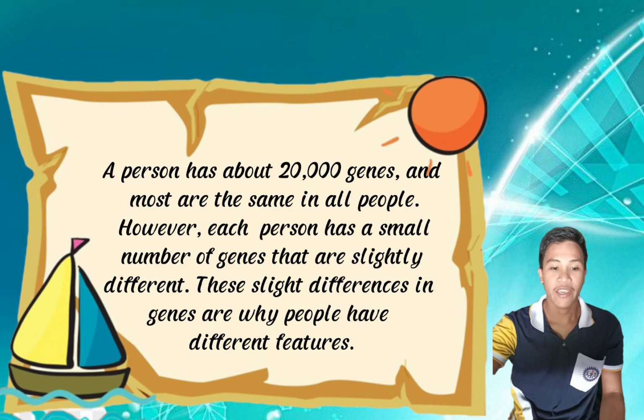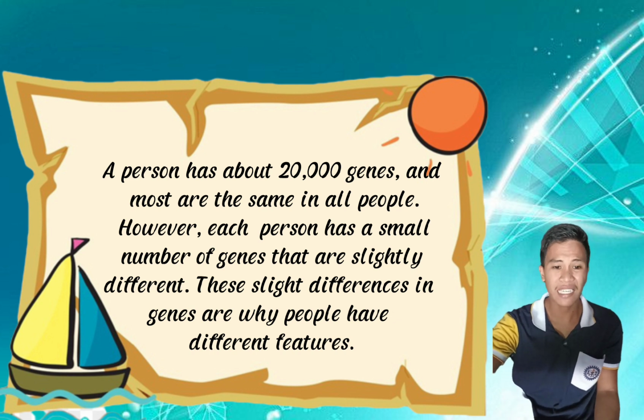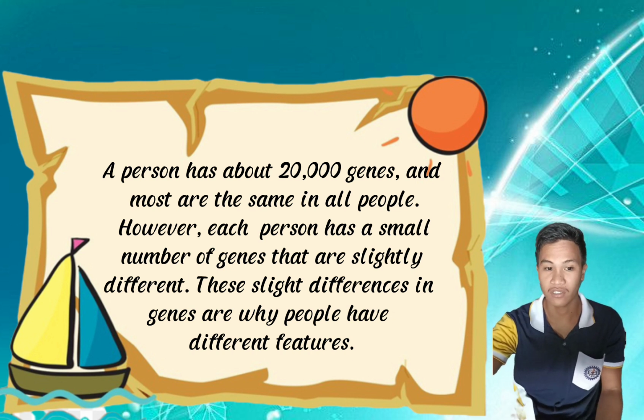Okay? A person has about 20,000 genes, and most are the same in all people. However, each person has a small number of genes that are slightly different. This slight difference in genes is why people have different features. Ito naman yung pagkakaiba-iba ng physical characteristic of a person. For example, may matangkad or maliit, matangos na ilong or pango, di ba? Maputing balat or maitim or kayumanggi. So yung pagkakaiba-iba ng mga yan, yung magiging result ng pagkakaiba-iba rin ng genes ng tao. Maliwanag po? Okay, palagay ko maliwanag naman.